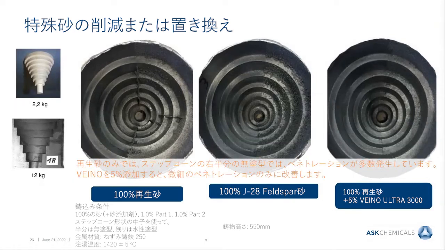So the foundry was using feldspar sand, J28. You see there is no more veining, but still some penetration. And then we took the 100% reclaimed sand, put in 5% Reno Ultra 3030, and you see a very clean casting with only minor penetration, even in uncoated condition.